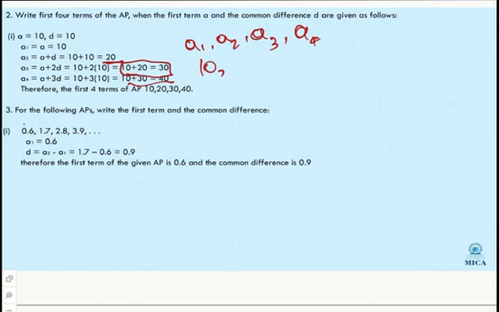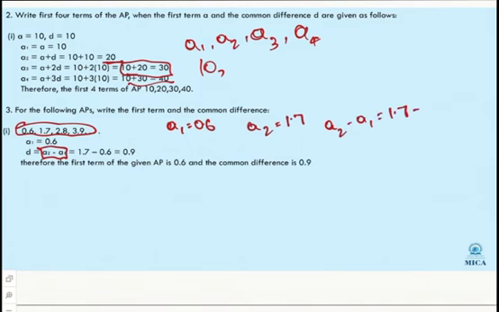For the following APs, write the first term and the common difference. So they have given the AP here and the first term is 0.6. To find the common difference, we have to put the formula A2 minus A1. So A2 is equal to 1.7. A2 minus A1 is equal to 1.7 minus 0.6, which is equal to 1.1. Hence, the common difference is 1.1.